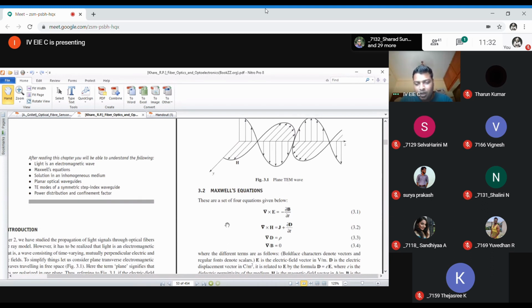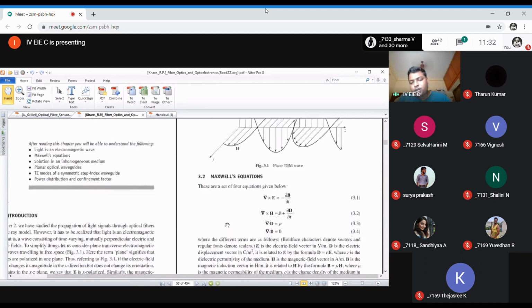Clear? And similarly del cross H is equal to J plus dou D by dou T. Now E is nothing but what? Electric field. Clear? Where B is the magnetic field vector in terms of ampere per meter. So what you need to understand is electric field and magnetic field are related to each other. So if I want to describe electric field, it will be in terms of magnetic field. So if I want to describe about magnetic field vector, again it will correspond to electrical parameters. Okay, it is about current density, it is about electron density and so on.